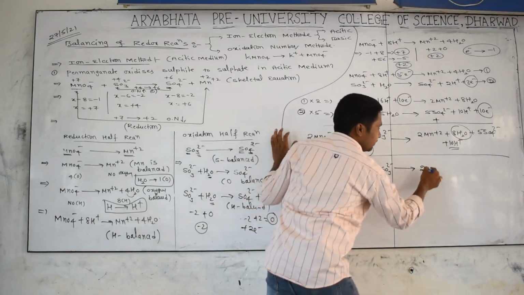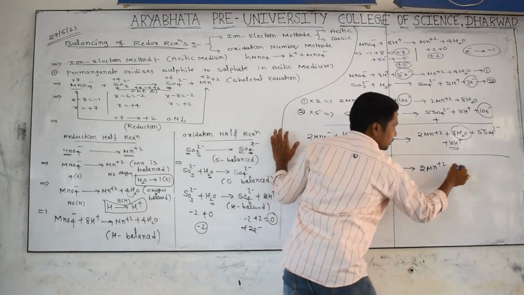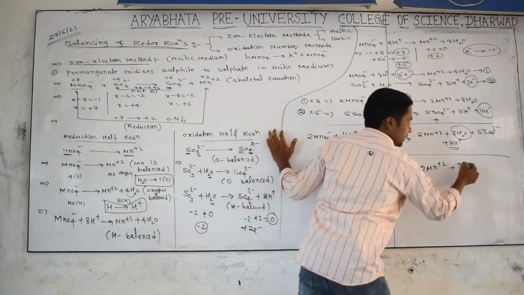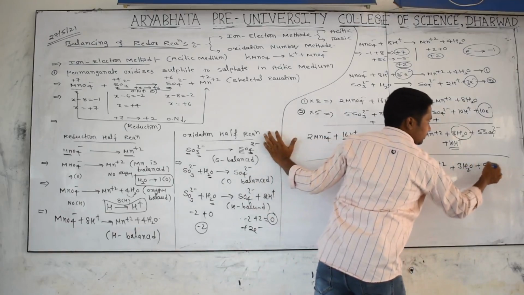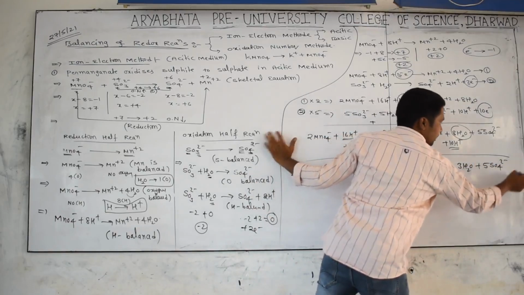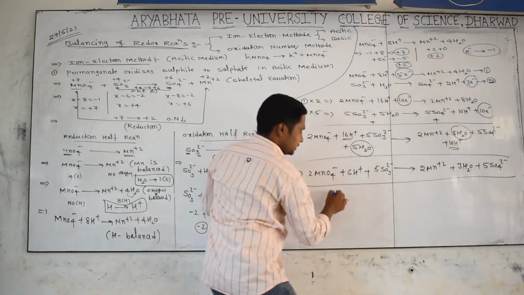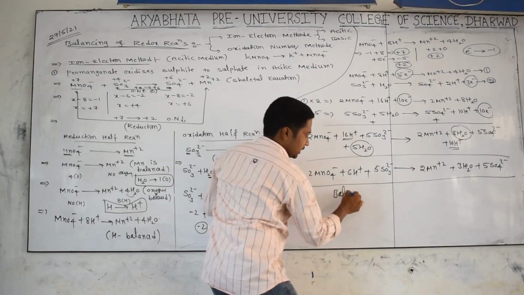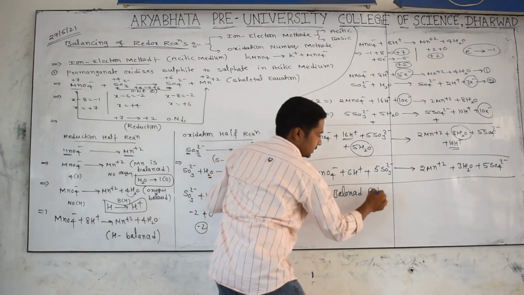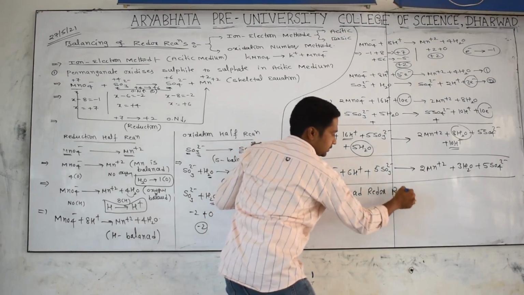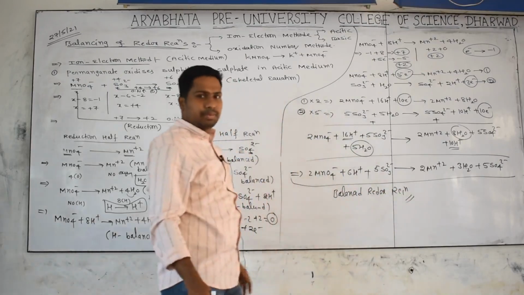Then what we get: 2Mn 2 plus as usual, 8 minus 5, 3H2O plus 5SO4 2 minus. Write down here, this is the balanced redox reaction. Check it, everything will be balanced.